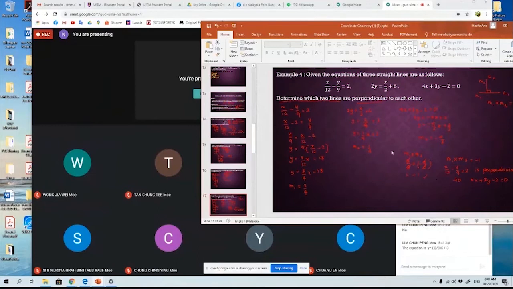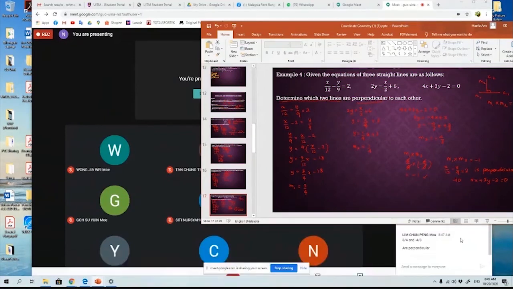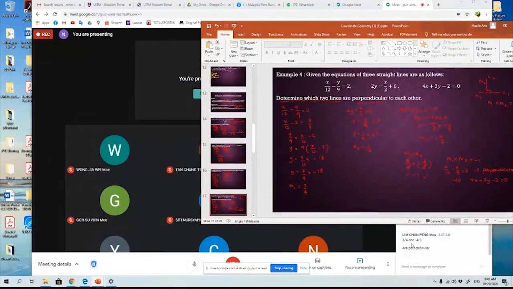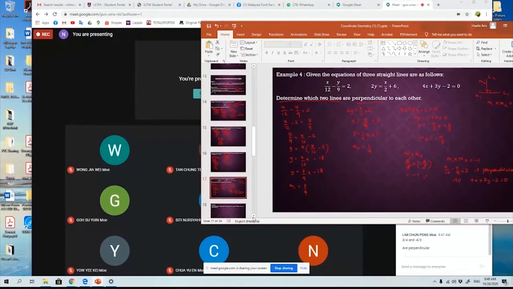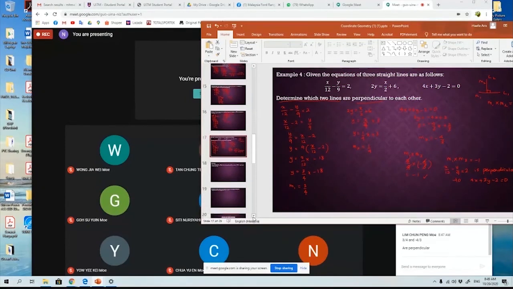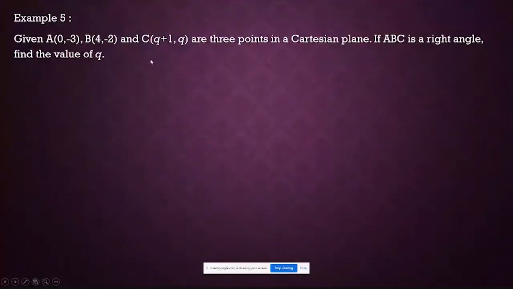For example, number 4, perpendicular lines. Yes, 3 over 4 and negative 4 over 3 are perpendicular. Okay, next. Example 5.